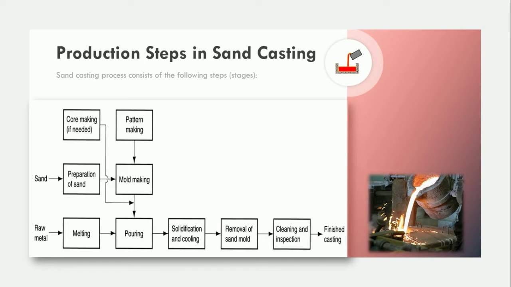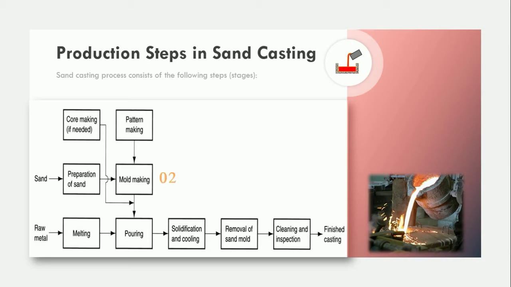Now let's discuss the production steps involved in sand casting. The very first step is what? Pattern making. The pattern, as we discussed earlier, is simply the model or replica of a casting which is used for making a cavity or mold. Usually these patterns are made of materials like wood or metals like cast iron, aluminum, etc. So pattern making is the very prime step, step number one.